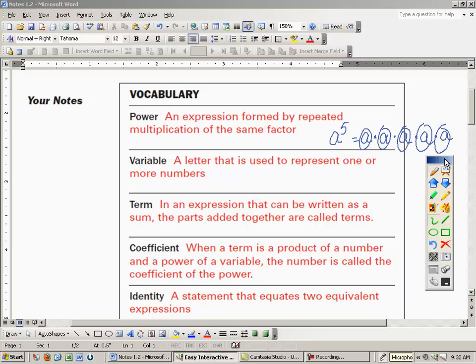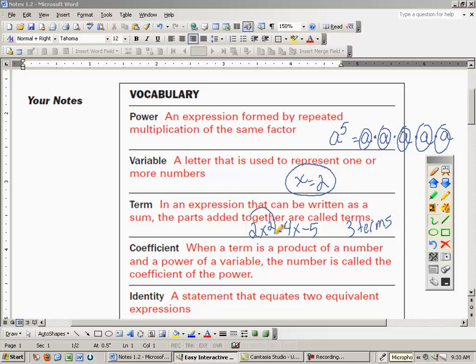A variable is a letter used to represent one or more numbers. Again, for example, x is equal to 2. This should be nothing new or unfamiliar to you. A term is an expression that can be written as a sum. The parts added together are called the terms. So for example, 2x squared plus 4x minus 5 has 3 terms.